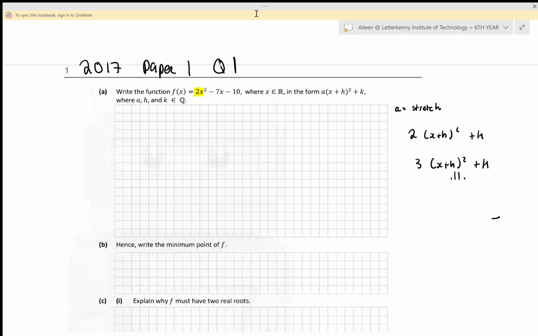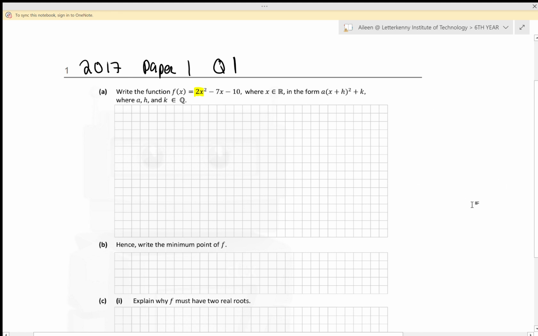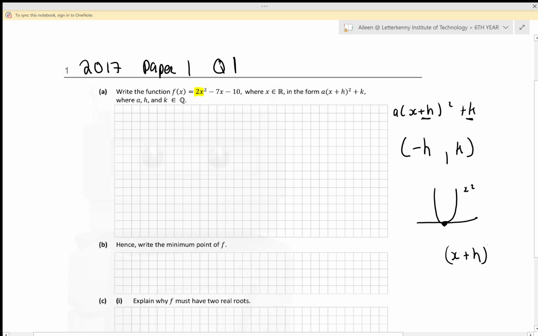And when our equation is written in general form, we can also find the minimum point. So when our equation is written in the form of a times (x plus h) squared plus k, the minimum point of your graph is (minus h, k). Okay, so let's say you had a function which was x squared. The h and the k value tell you your shift. So the value that you're adding onto the x tells you the shift on the x-axis, and the value that you're adding onto the y tells you the shift on the y-axis. (x plus h) squared plus k. We have shifted your function over and up by a certain amount. So this tells you your minimum point.